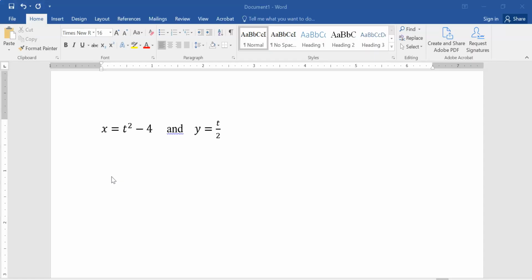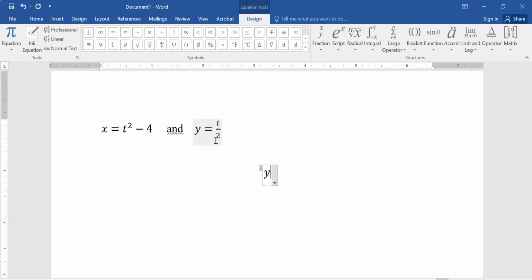Well, here's how we would do it. We'd start with these two equations and solve one of them for, let's say, t. The easier one in this case to solve for t is y equals t over 2. So I start with y equals t over 2, and I solve that in a direct way for t. In this case, you'd multiply both sides by 2, and you'd end up with 2y equals t.